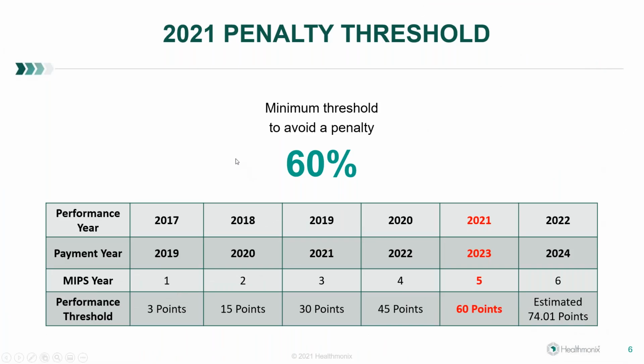As I said, the minimum threshold to avoid the penalty is 60 points. Also, next year they're planning to move that to anywhere between 74 and 75 points for 2022, and also moving up the threshold to get into the exceptional bonus range. And predictions for next year are pretty interesting from what we read in the proposed rule: there could be up to a 14% incentive in the 2022 performance year, paying out in 2024.